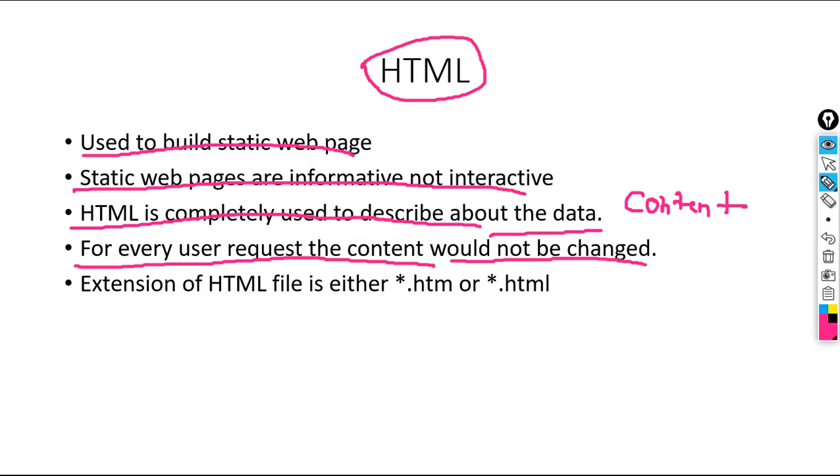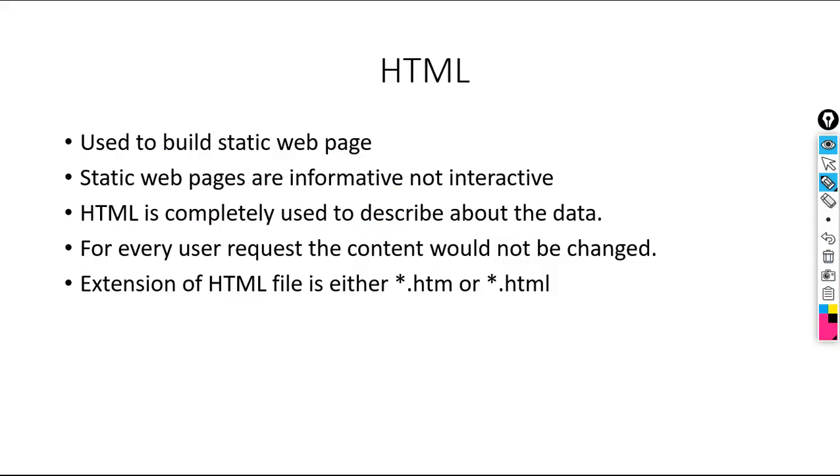If any user searches Wikipedia about, let's say, the legend Gandhiji, every user will have the same information. It is not like for me the information is different and for someone else the information will be different. No, it will not be like that. For everyone, the information of that particular web page on Wikipedia will be the same, correct? So for every user request, the content would not be changed.